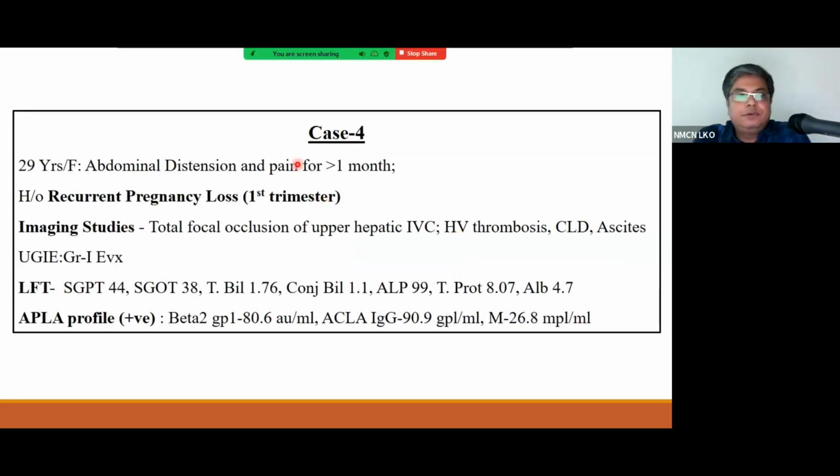So as case 4, a 29-year-old female patient with abdominal distension and pain for 1 month, history of recurrent pregnancy loss in first trimester. Imaging studies showed total focal occlusion of upper hepatic IVC, hepatic vein thrombosis, CLD, ascites. Upper GI endoscopy revealed grade 1 varices. LFT was just marginally altered, with protein levels slightly on the higher side. Doppler profile was positive.